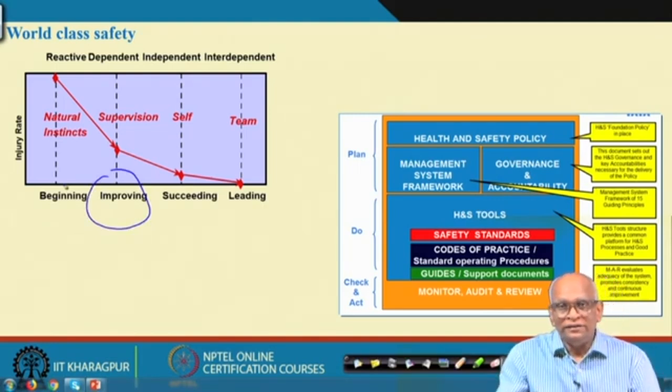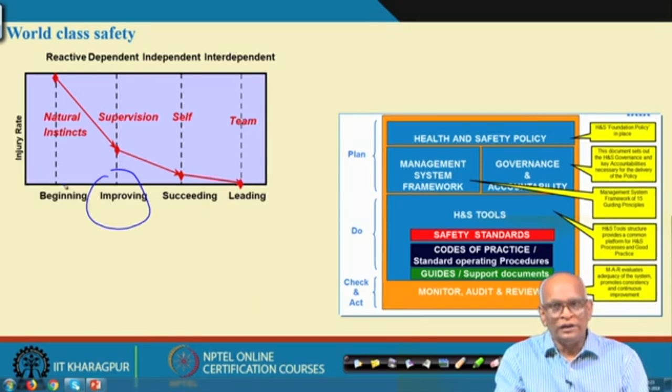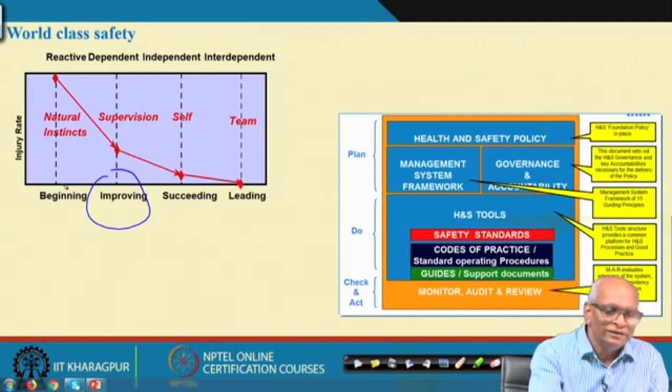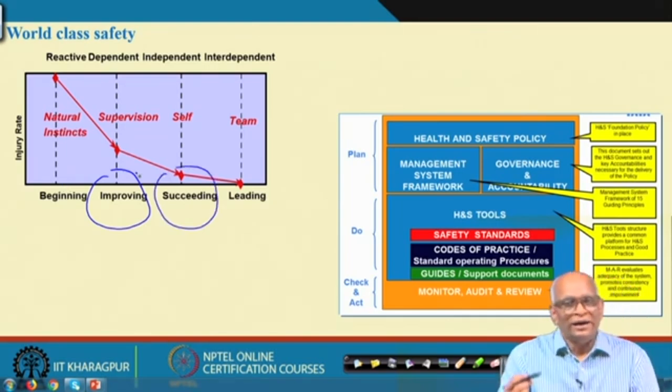Scale 3 is where they know everything. They know how to run the machines, how to run the processes. They have all the skills and all the competencies. They take care of themselves. So, it is also good. Everybody takes care of themselves. It is a good organization. So, they are at 3.